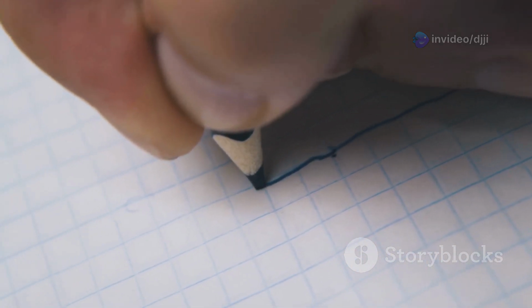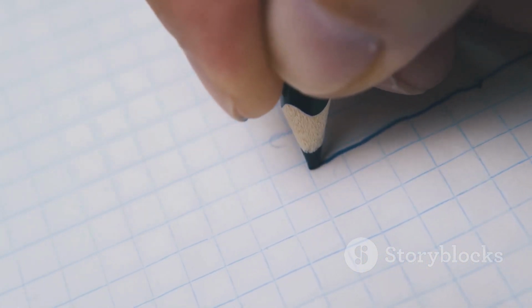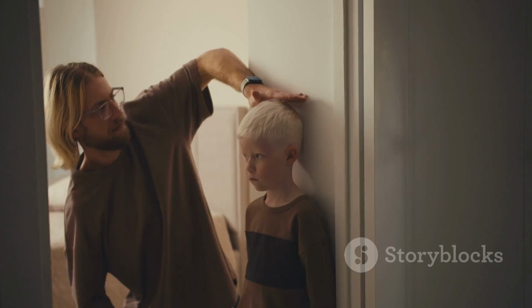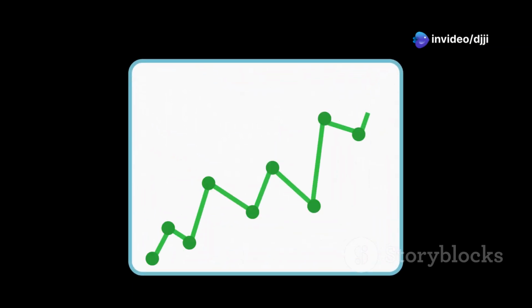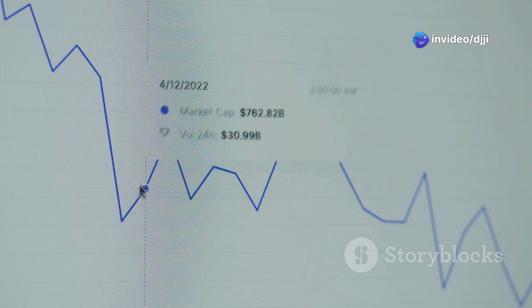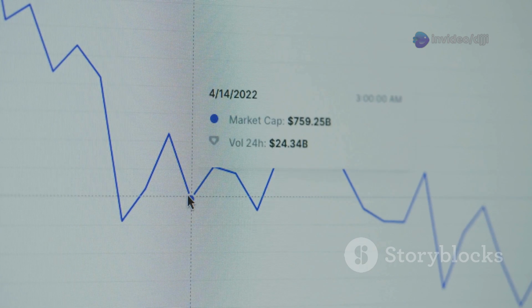Imagine numbers as specific points connected by lines. This makes patterns easy to spot and simplifies complex data. Think about tracking your height growth. A graph can show this clearly, marking each year as a new point. Lines connect these points over time, illustrating your growth.